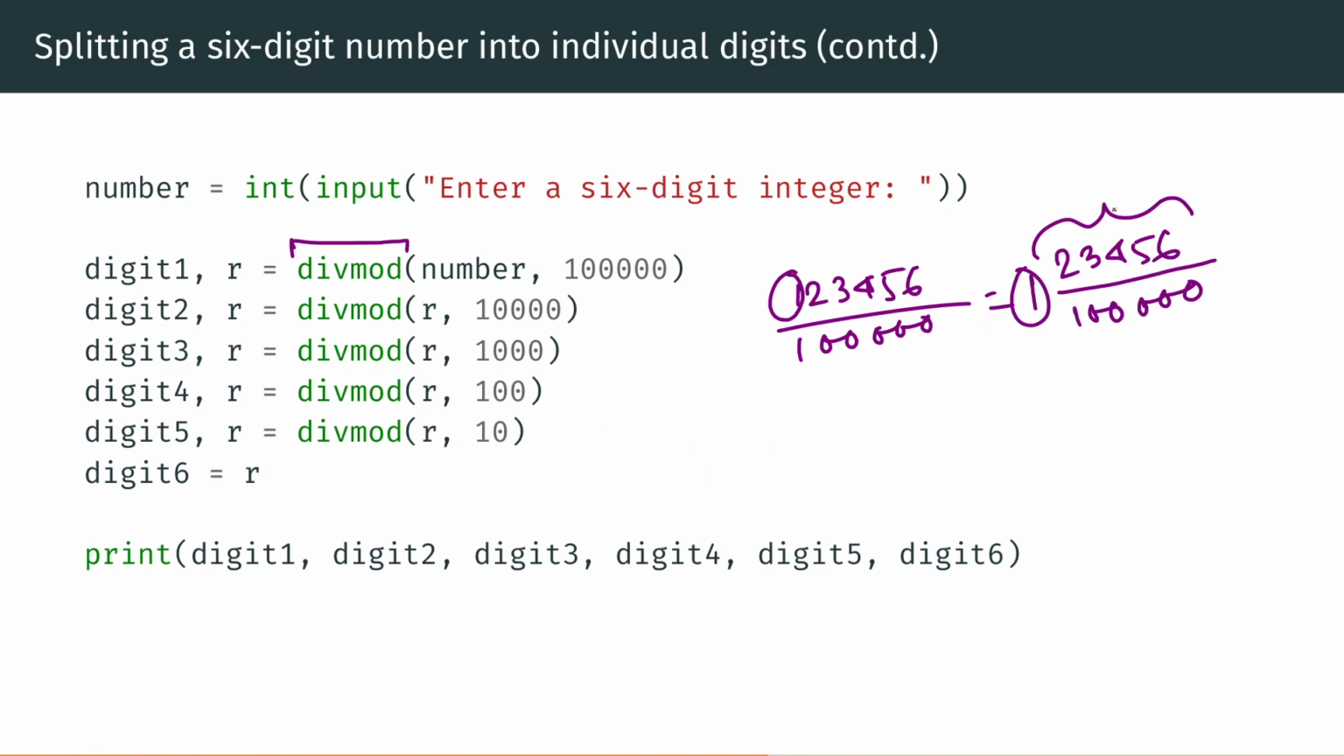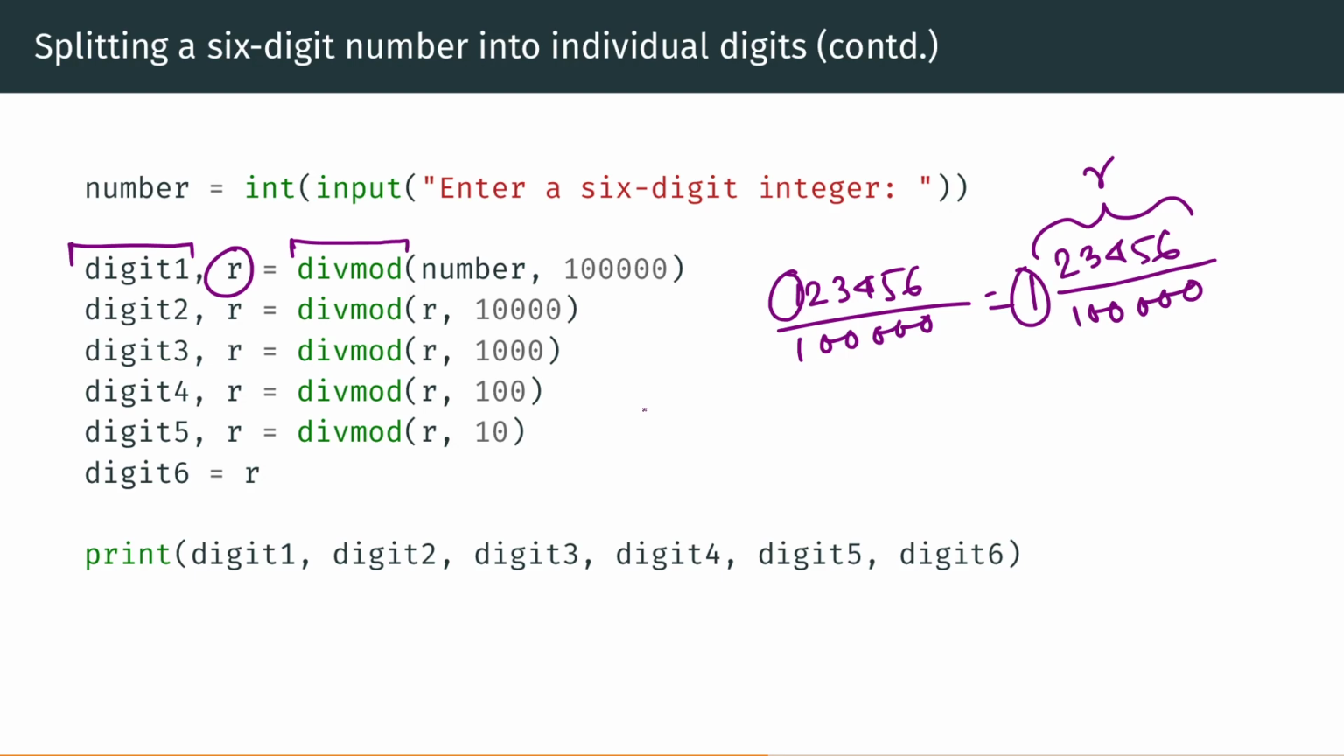Now what we do is, this is the remainder. The R is the remainder. Instead of actually using the number, we start using the remainder from now on. So the remainder was then divided by 10,000. What was the remainder? 2, 3, 4, 5, 6. And by the way, the quotient was stored in this variable called digit1, because we have extracted the leftmost digit.